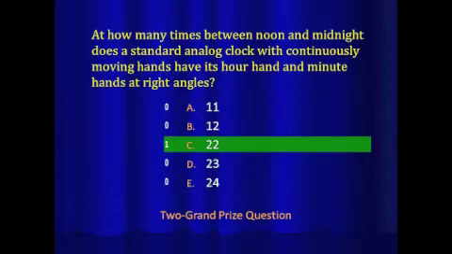Well, we'll see if it is C, 22 for $2,000. Is it C? Yes, it is. You got to make a mistake, but you got it right. So you win $3,000. Congratulations. Thank you.